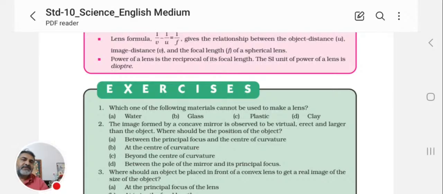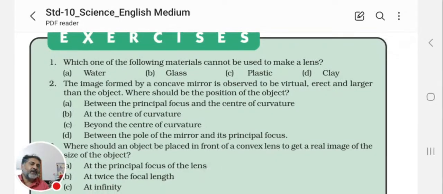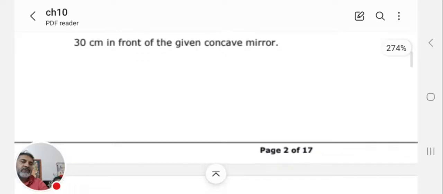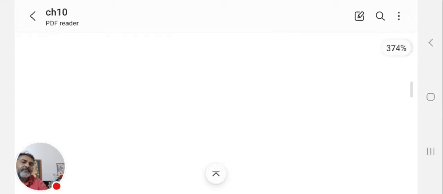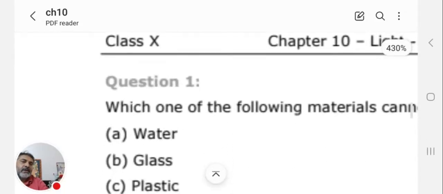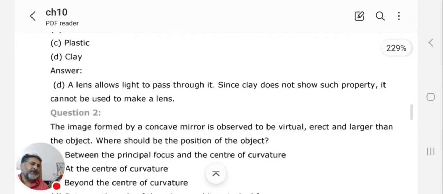Question number 1: which of the following materials cannot be used to make a lens? Clay. Very good. The answer is clay: a lens allows light to pass through it. Since clay does not show such property, it cannot be used to make a lens.